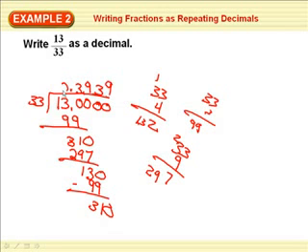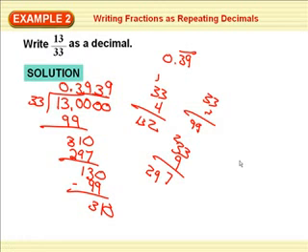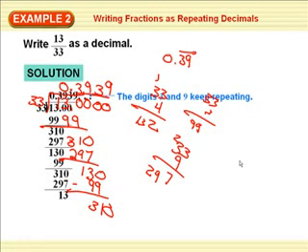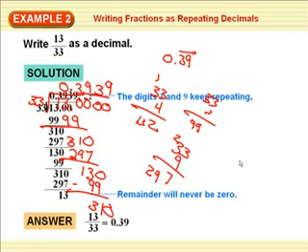So this time, not only do we have 1 repeating digit, we have 2 repeating digits. So 0.39, you would put a line over the 3 and the 9. Both digits are repeating. And they agree with us. Okay, bar notation.